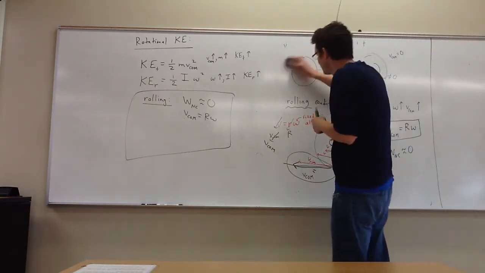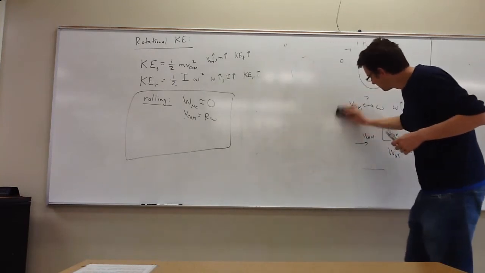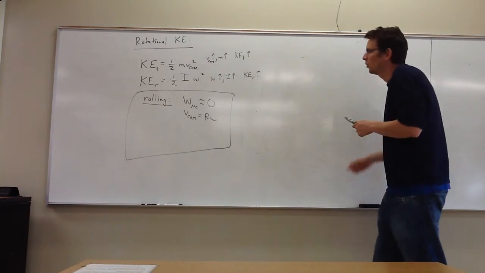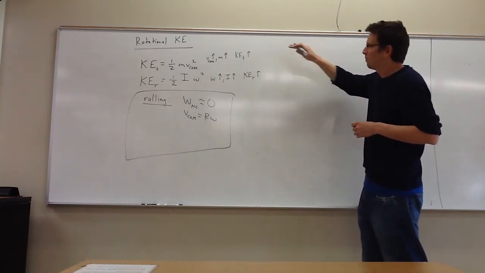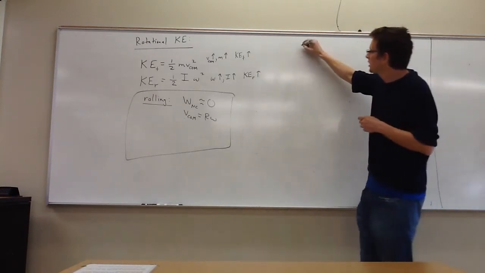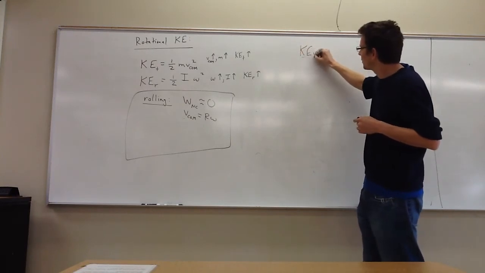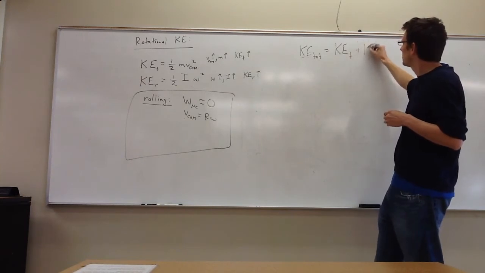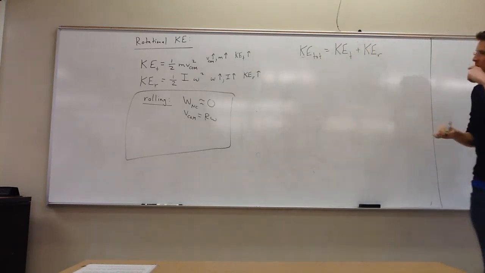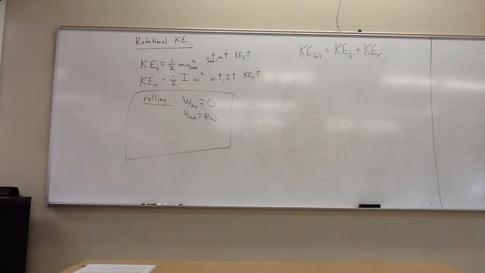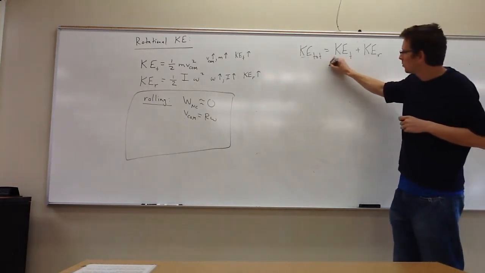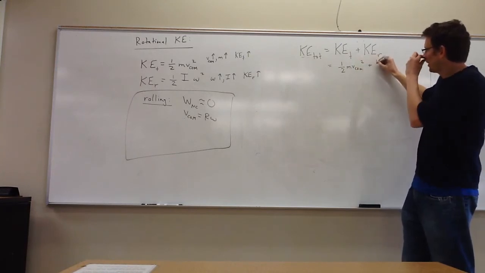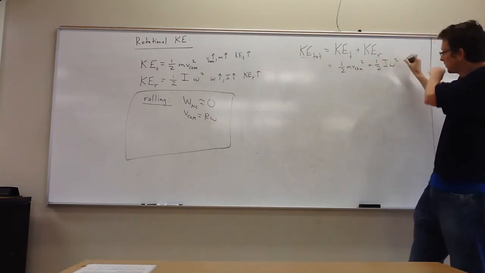Okay, so let's knock it out. So we mentioned that when you're rolling, you have both kinds of kinetic energy. Let's find an expression for the total kinetic energy. That consists of both translational and rotational parts. And let's plug in our formulas. 1/2 m Vcom squared plus 1/2 I omega squared.